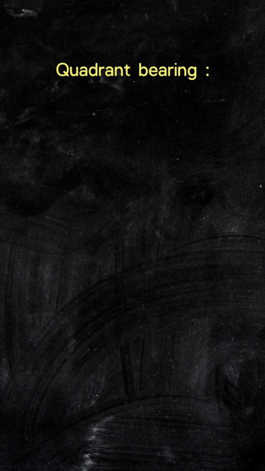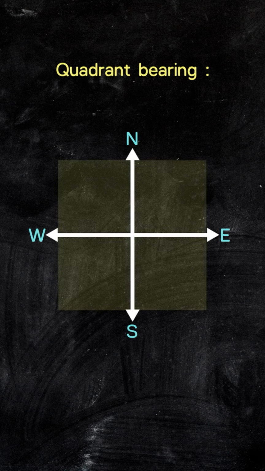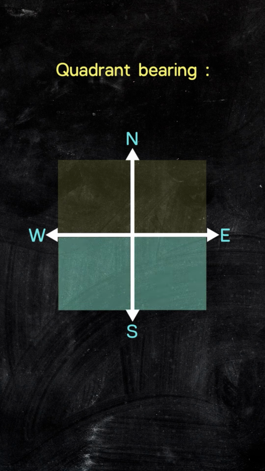Quadrant bearing, from its name, we divide into 4 directions. We draw the vertical line here for north and south, and the horizontal line for east and west. Now we have 4 squares bounded between 2 directions. So if the vector is up here in the upper section, we measure from the north, and if it's in the lower section, we measure from the south.